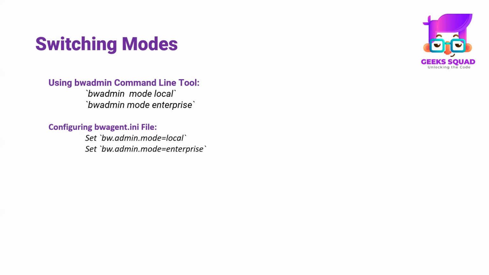Alternatively, we can configure the bwagent.ini file directly. For local mode, we can set the property bw.admin.mode to local to enable local mode. And for enterprise mode, we can set bw.admin.mode to enterprise. Basically, these straightforward methods allow us to seamlessly switch between the modes, ensuring our system operates optimally for different environments.